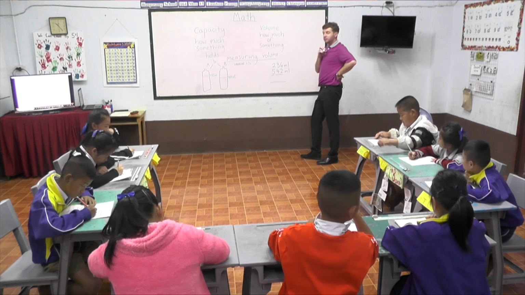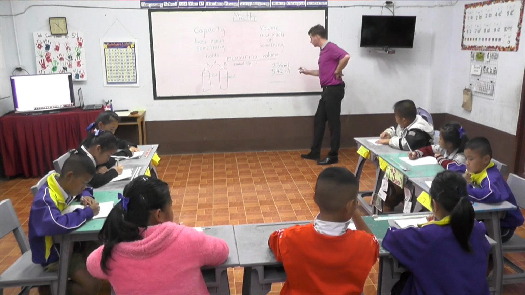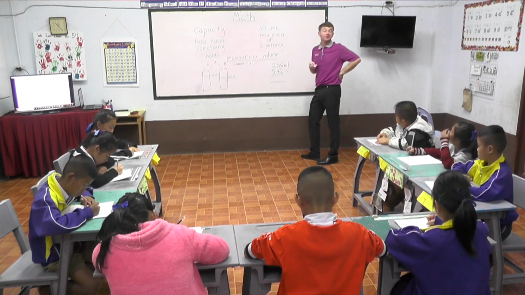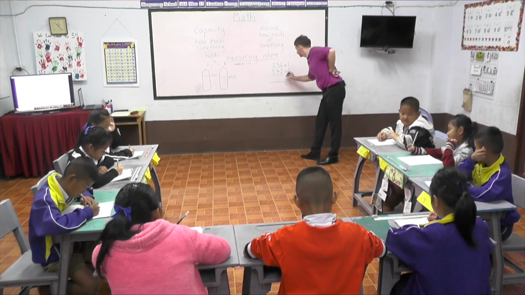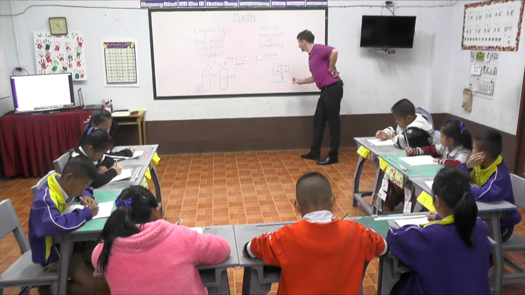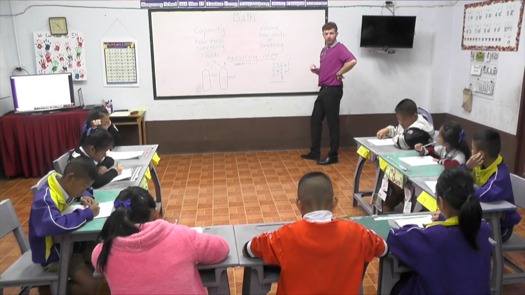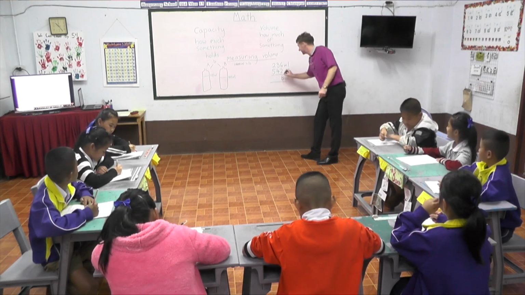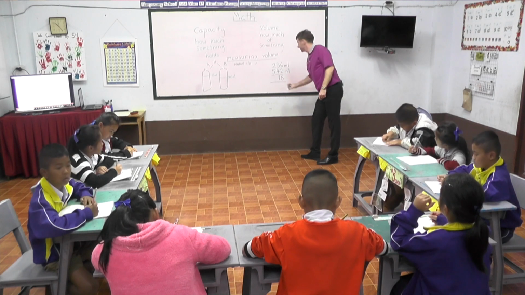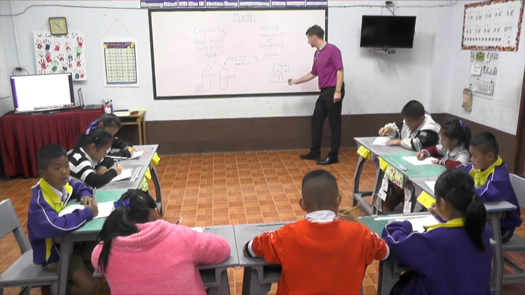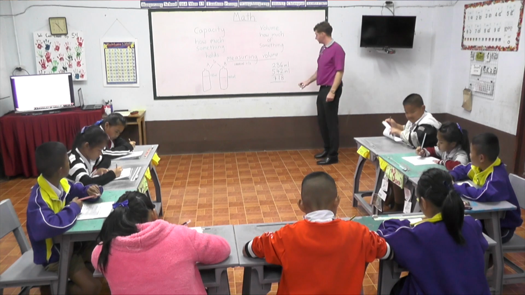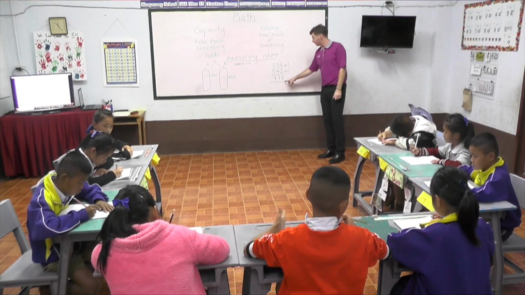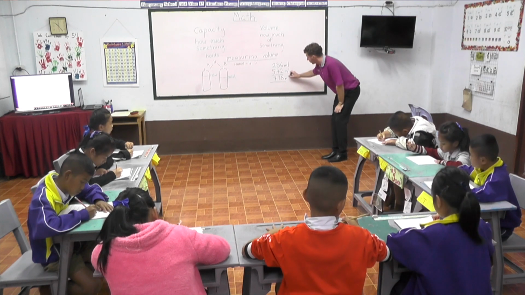So guys, 6 plus 2? 8. 3 plus 4? 7. 2 plus 5 is 7. So the answer for number 1 is 778 milliliters. Don't forget to write your units that we're working with here.